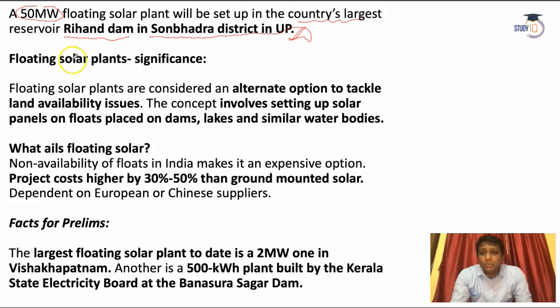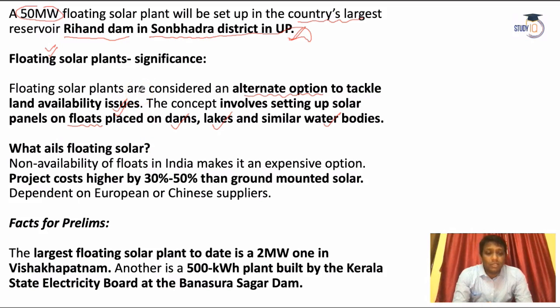What about the floating solar plant, guys? Solar floating plants are considered an alternative option to address land availability issues. When people install solar panels, there was a problem in plant productivity, because for solar panel installation you use land. For fertile farm areas, you cannot use it. That type of problem will not be faced here. Here you install the solar panels in a dam, a lake, or any similar water body, and these solar panels are of the floating type. So there is one benefit.